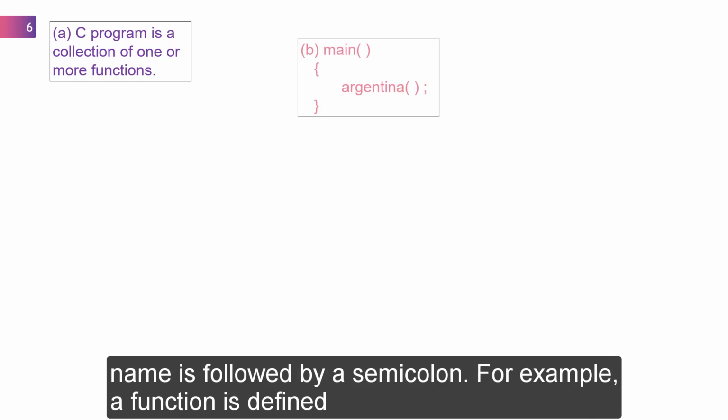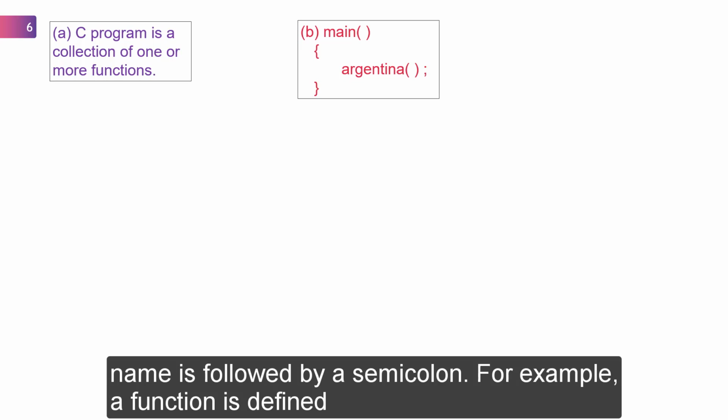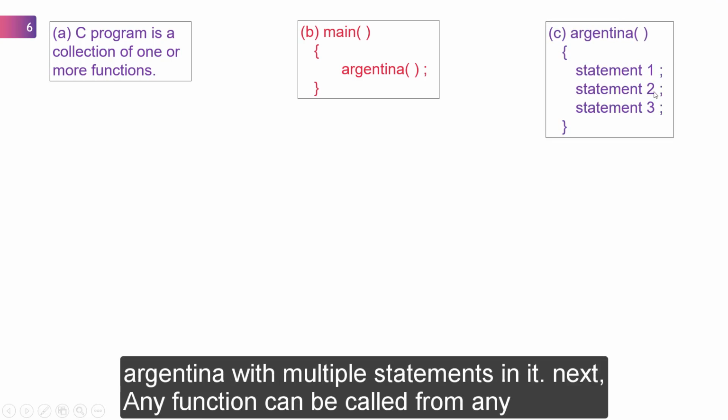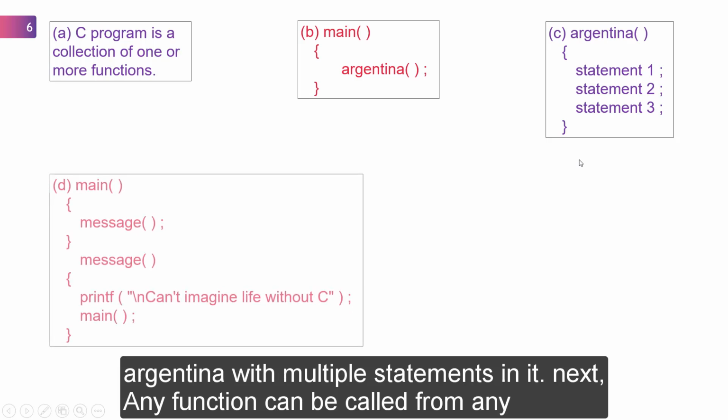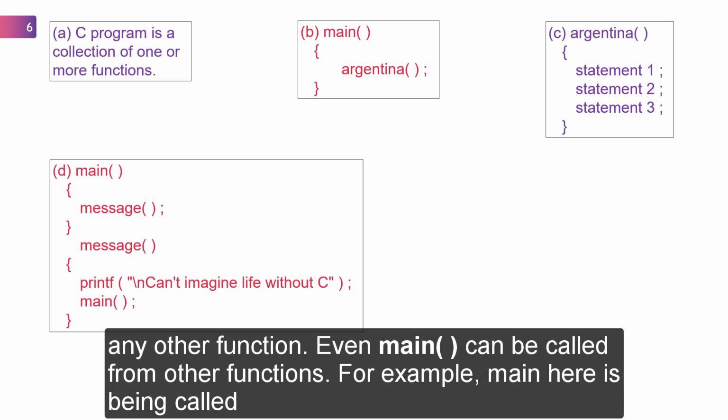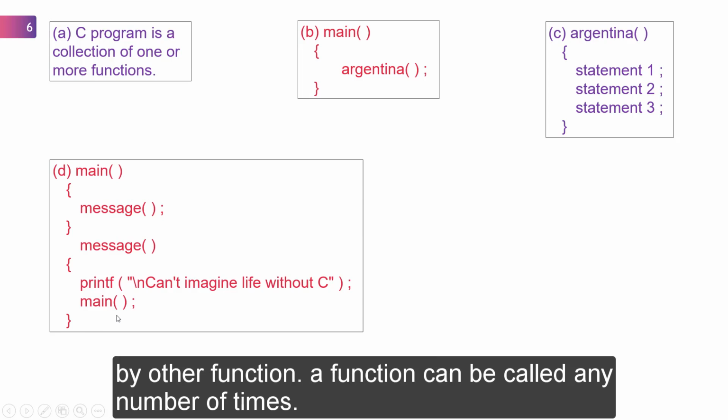For example, a function is defined when the function name is followed by a pair of braces in which one or more statements may be present. For example, Argentina with multiple statements in it. Next, any function can be called from any other function. Even main can be called from another function. For example, main here is being called by another function.